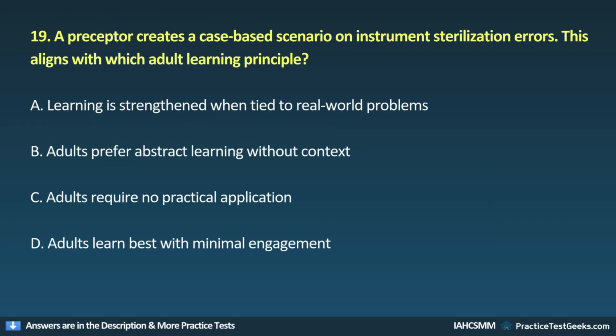19. A preceptor creates a case-based scenario on instrument sterilization errors. This aligns with which adult learning principle? A. Learning is strengthened when tied to real-world problems. B. Adults prefer abstract learning without context. C. Adults require no practical application. D. Adults learn best with minimal engagement.